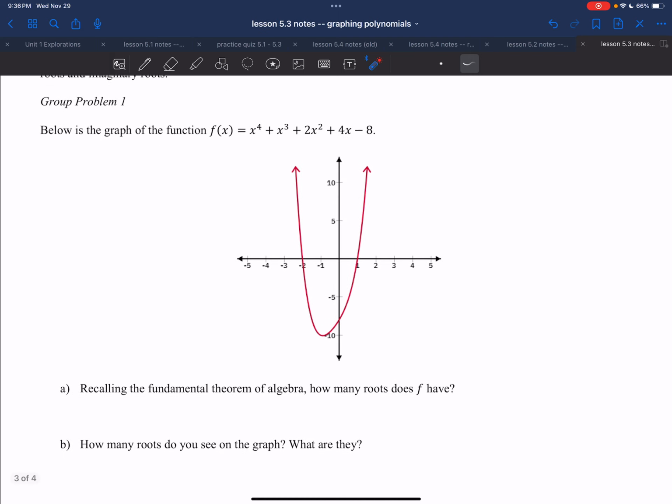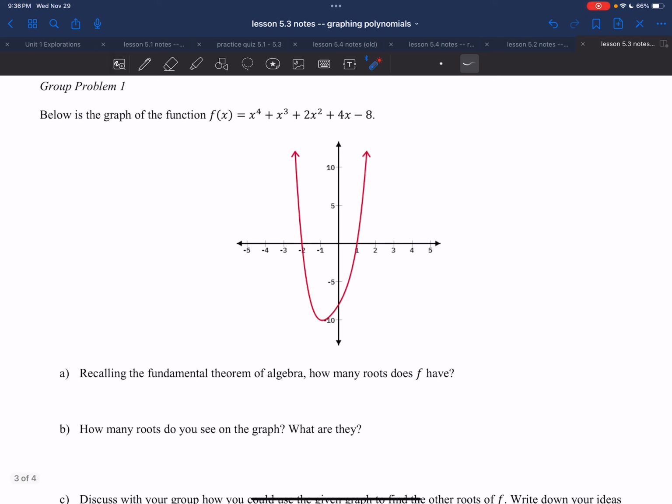Okay? Now, here's group problem 1. And this is just a fun little thing I hand to you for you to explore in your groups. But I'm going to go through it in the video anyway. It says, below is the graph of f of x equals x to the 4th plus and so on. Now, knowing what you just learned, the fundamental theorem of algebra says that the degree of the polynomial, whatever the degree is, it has the same number of roots. The degree of this polynomial is 4.